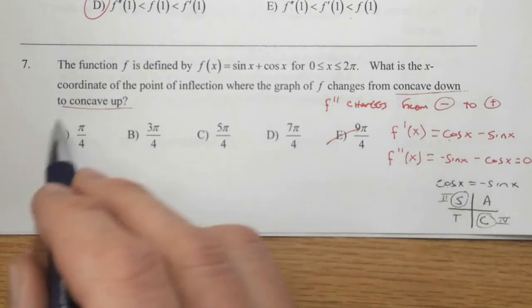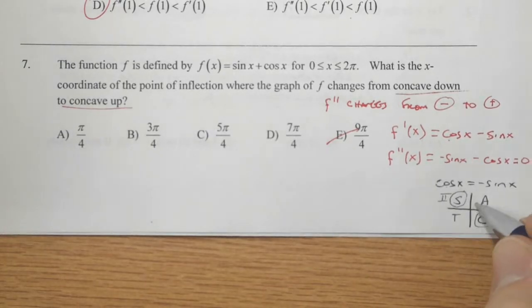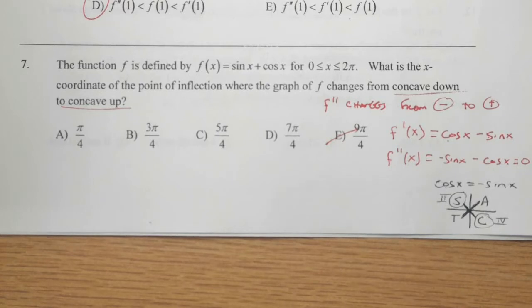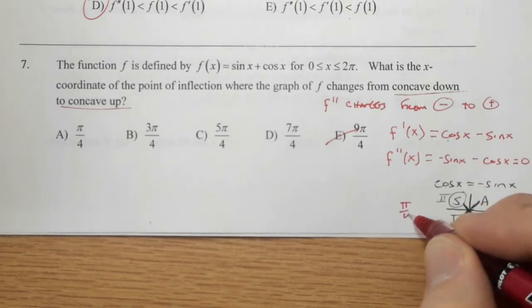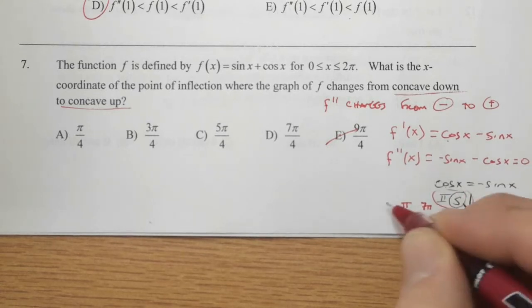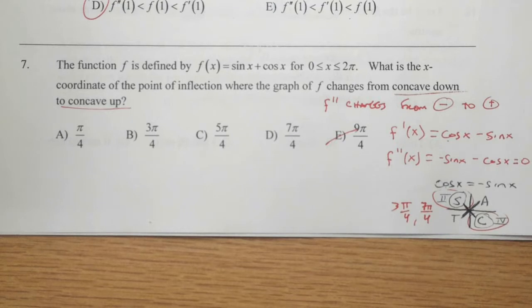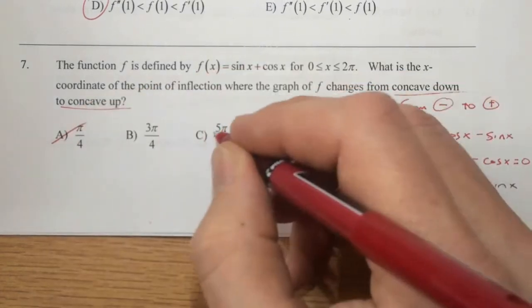Now, which of these values fall into those areas? Well, quadrant 1, that's pi over 4. Quadrant 2 is 3 pi over 4. Quadrant 3 is 5 pi over 4. And quadrant 4 is 7 pi over 4. So our answer is either going to be pi over 4 or 7 pi over 4. Excuse me, 3 pi over 4. That's this one, 3 pi over 4. Or 7 pi over 4, which is this one right here. The others are out.